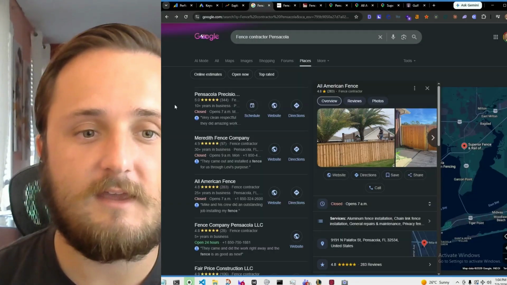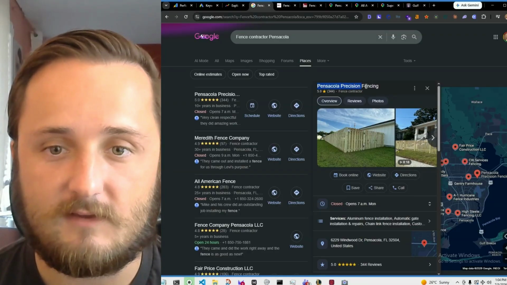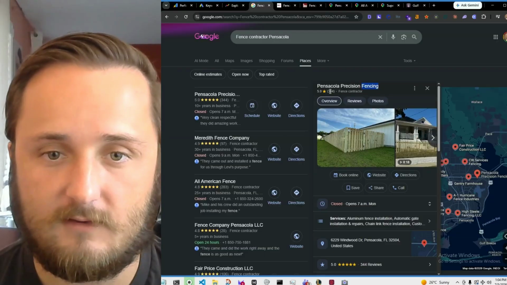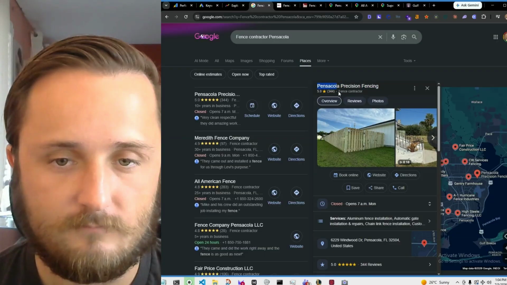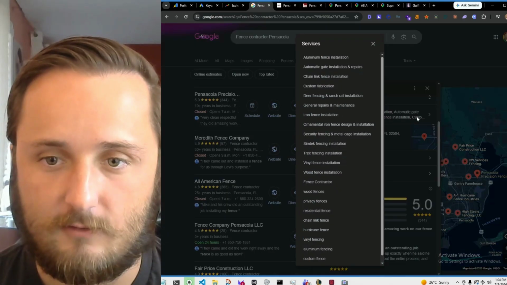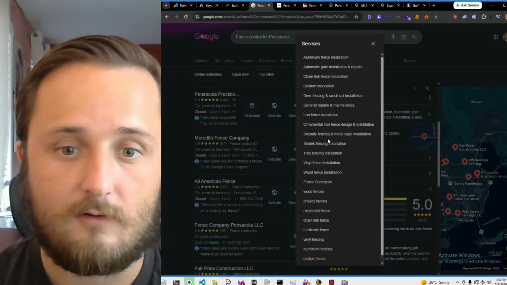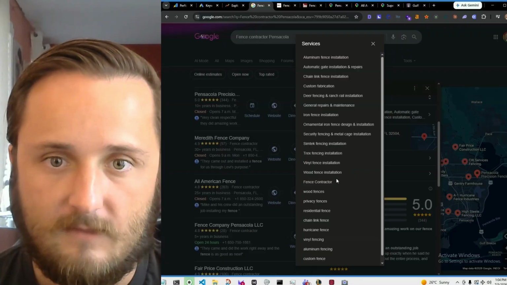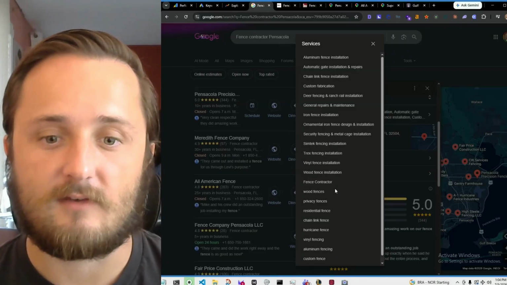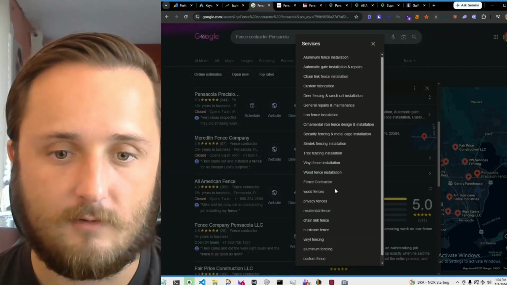Some things I'm looking at are going to be the names of these Google business profiles. As we can see here, this profile has two keywords in it. We've got fencing, then we also have Pensacola. I'm looking at their top categories. I'm also going to look at their services, and so we can see what they are currently targeting, right? This is just going to give us a better idea. It's going to give us more service ideas. It's going to give us a better overall picture of what we need to be doing on our website.